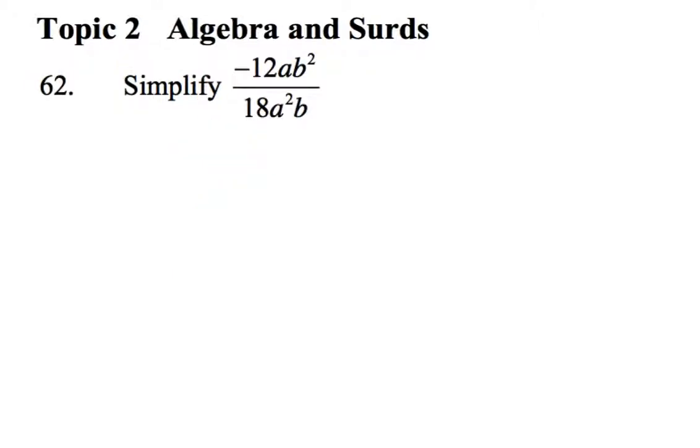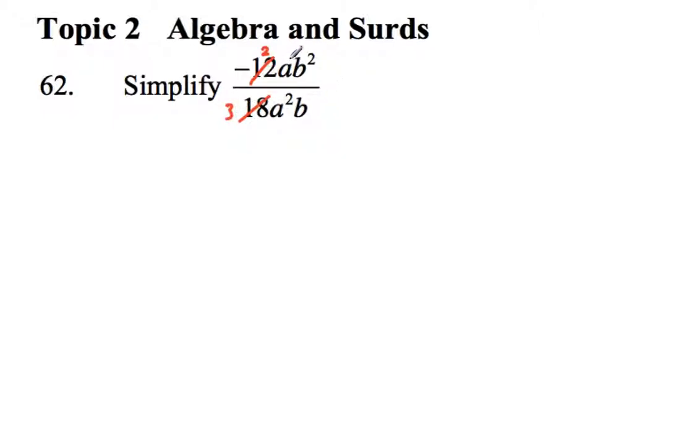Okay, here we've got quite a bit to do. We could find some numbers that can go into the top and bottom here, and I think 6 goes into the top and bottom quite well. So 6 goes into the top twice, and 6 goes into 18 3 times. So that's the numbers handled.